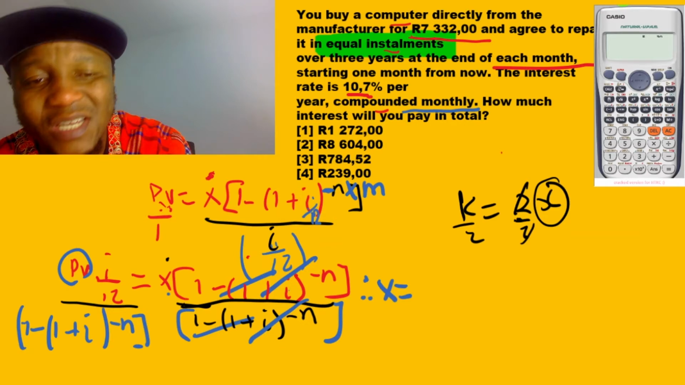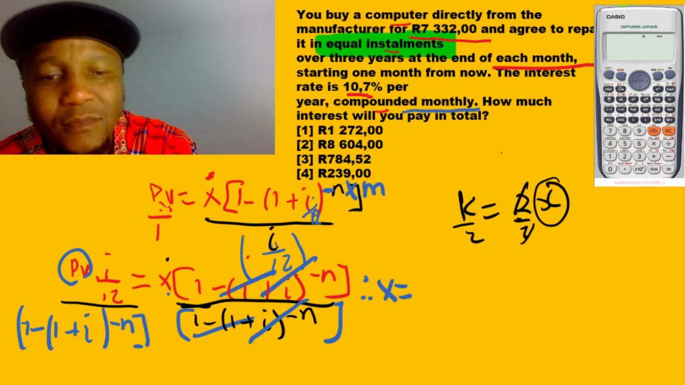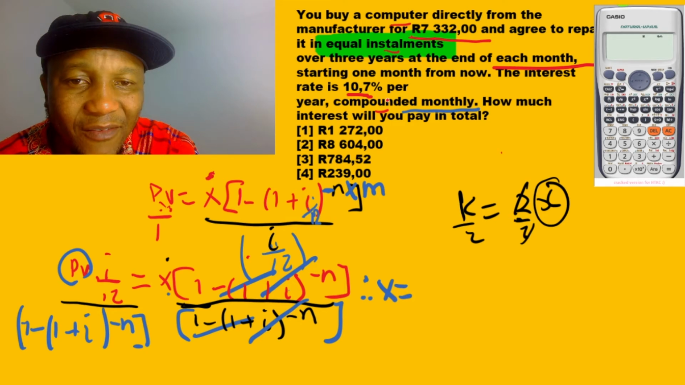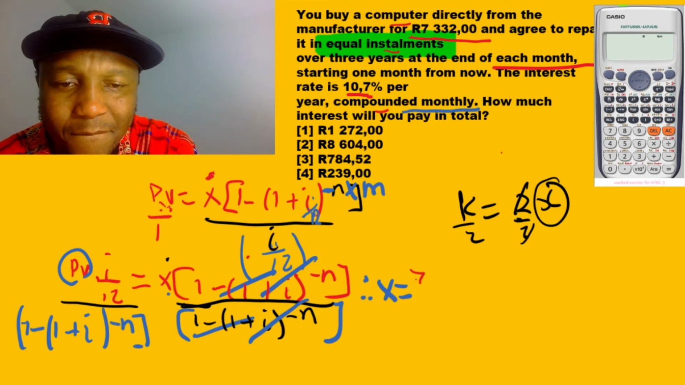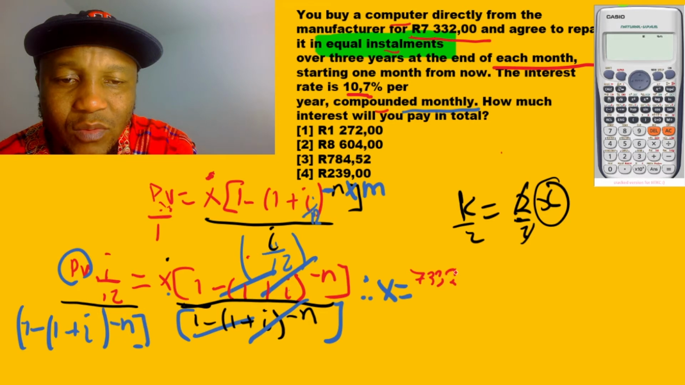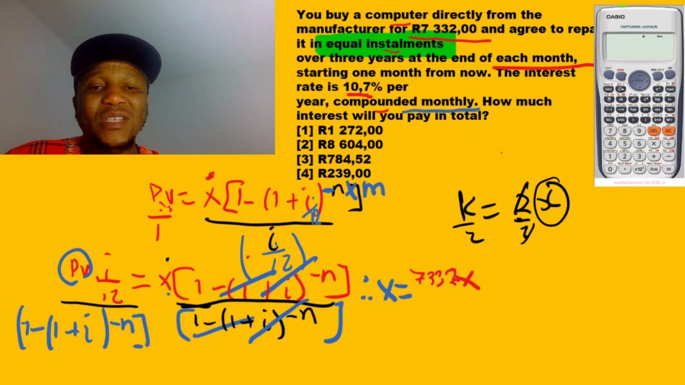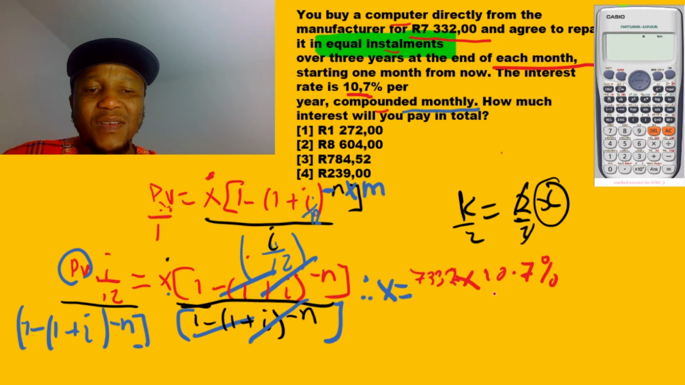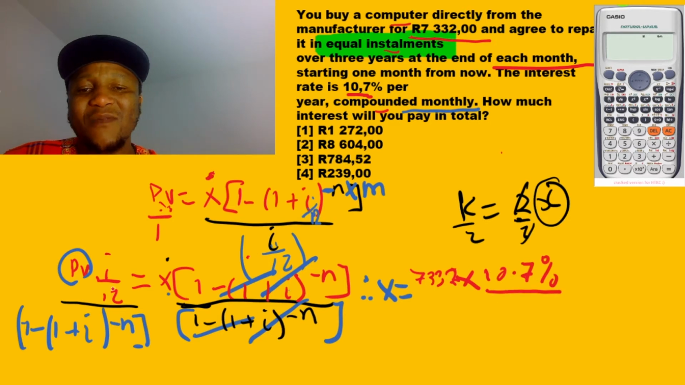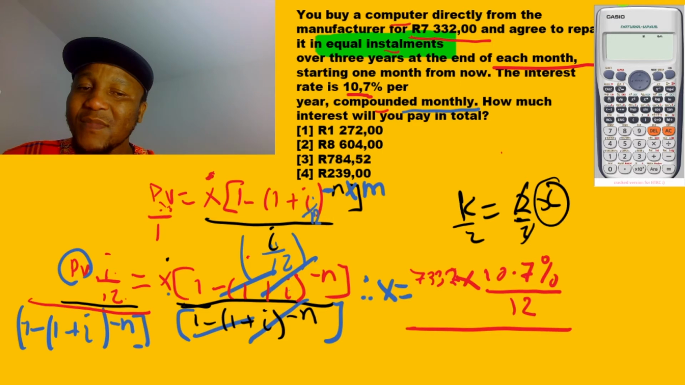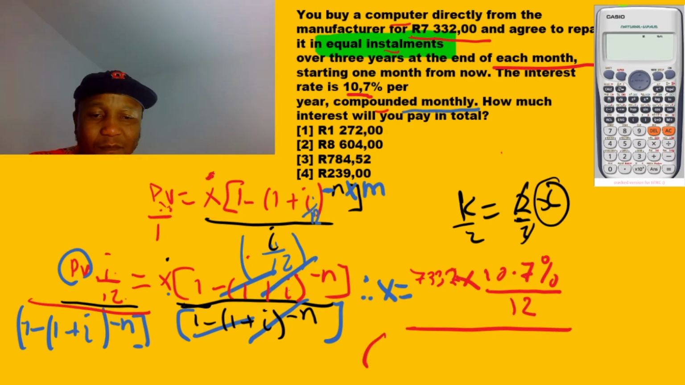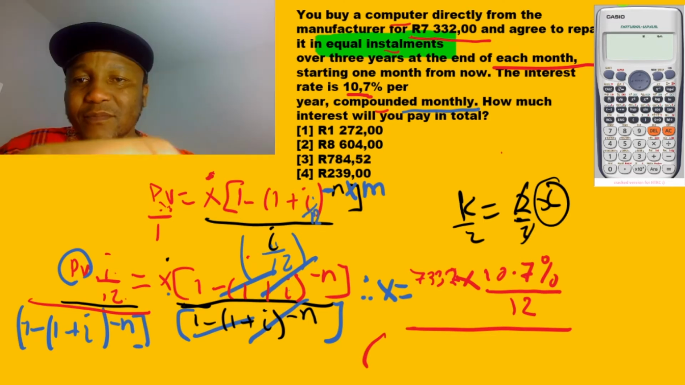What is our present value? Our present value equals 7332. And then I'm going to multiply 7332 also by the interest rate. What is the interest rate? 10.7% over how it is compounded, monthly, because you must divide. I say whenever there's an interest rate, you must divide by how it is compounded. For now it's monthly, so we divide by 12, which is this. Write your bracket.